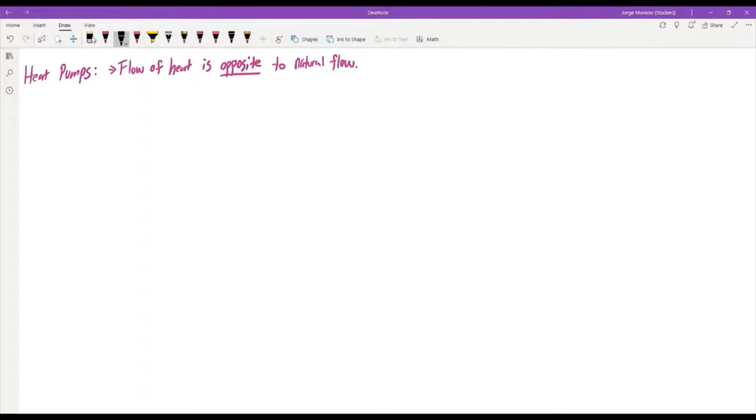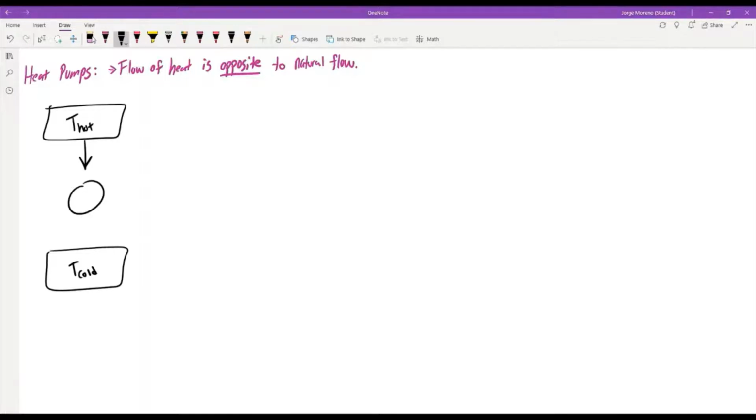So if I draw a schematic here, of course this is T hot, T cold. So as opposed to Q leaving T hot going to the system there, it's actually going to be reversed. So it's going to be flipped, where this is now going to be Q rejected. This is now going to be Q absorbed.